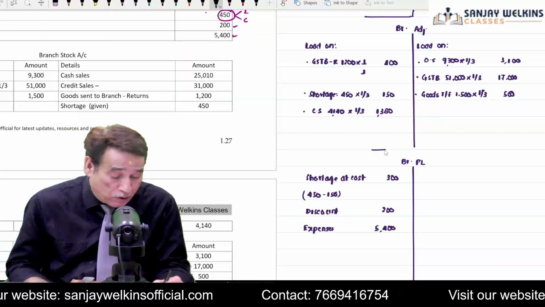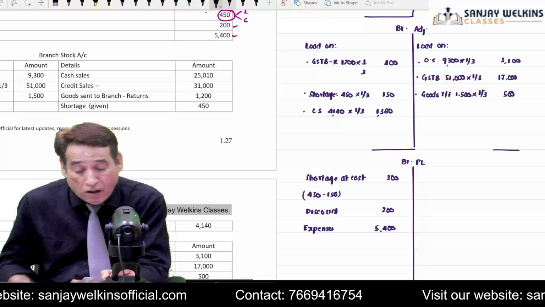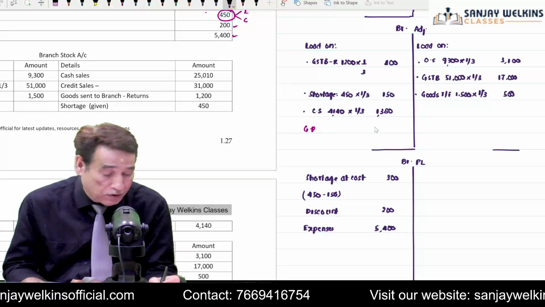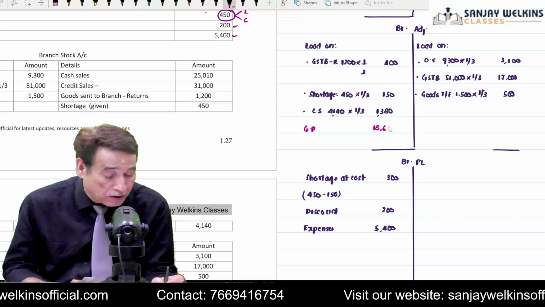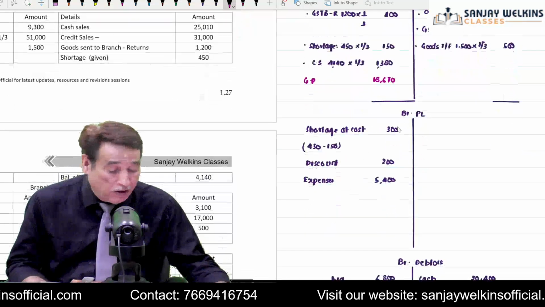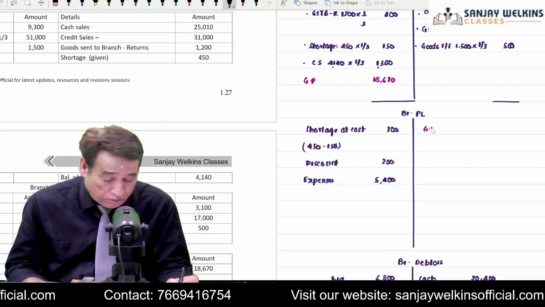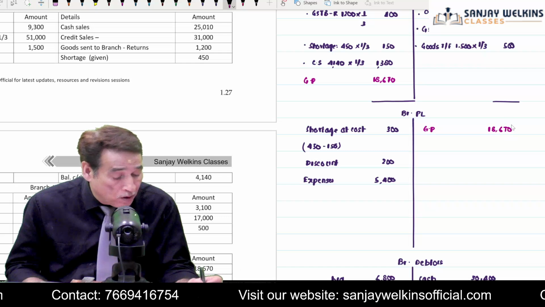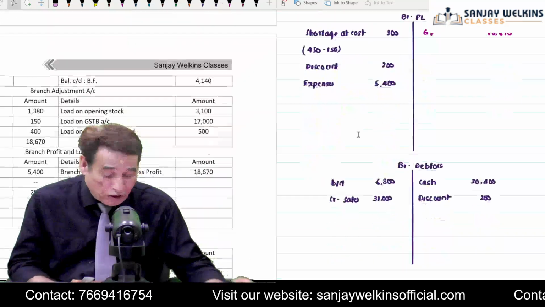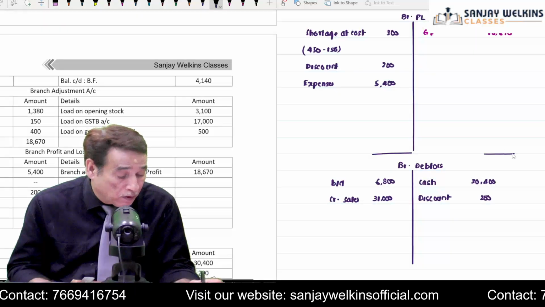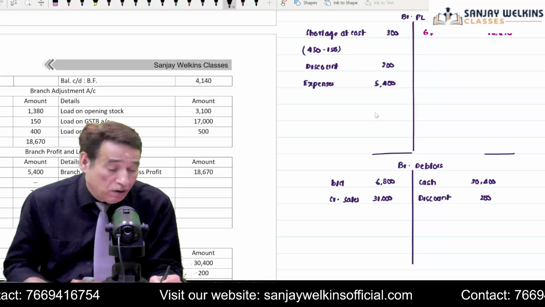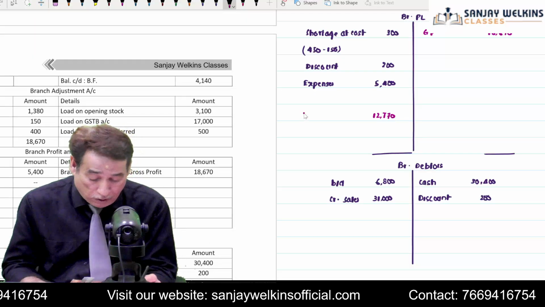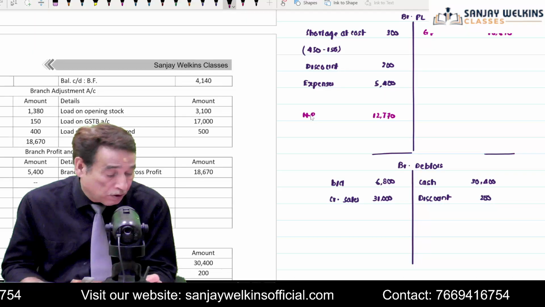And now we are going to compute the gross profit. So when you are going to compute the gross profit, your gross profit will be equal to 18,670. 18,670 will be your gross profit. You are going to write gross profit over here, 18,670. And finally, now you will find out your net profit. Your net profit will be 12,770. 12,770 will be your net profit. Is it clear to you or not?